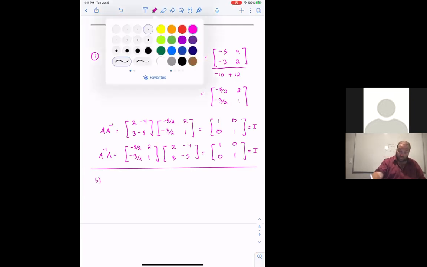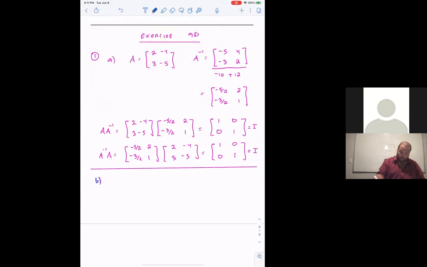Let's change colors here. B. So in this case, A is equal to [-2, -3; -1, 0]. So what is A inverse? Well, those two flip, those two change sign, and we divide by 0 minus -3. So what do we get? 0, 1, 1/3, and -2/3.